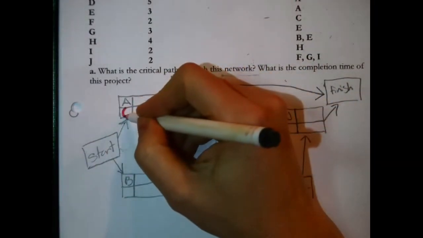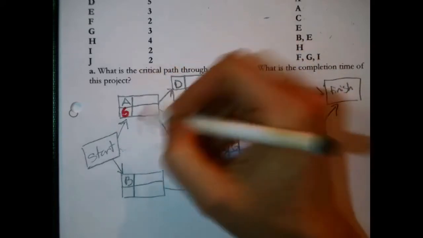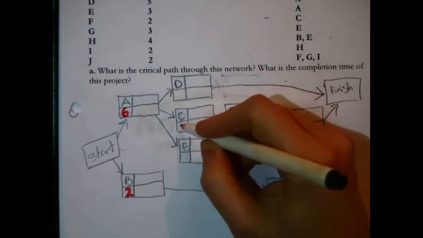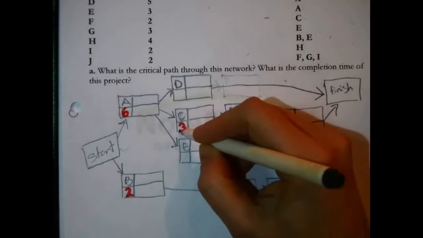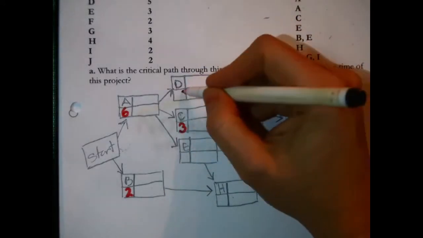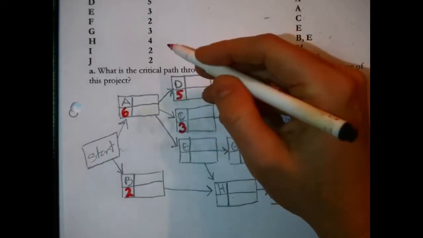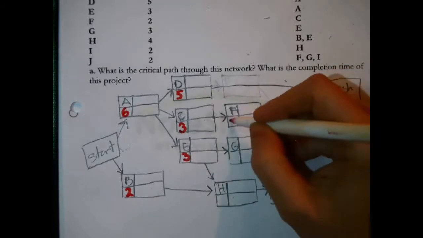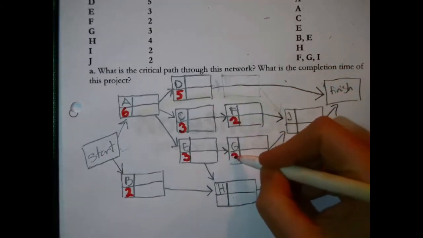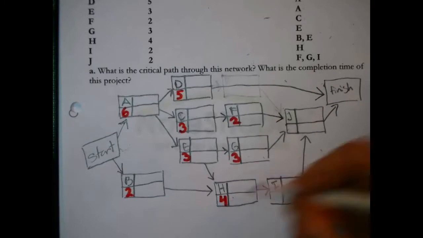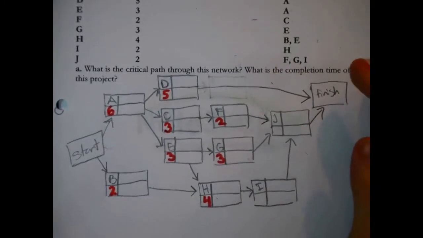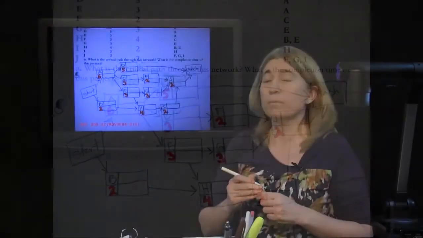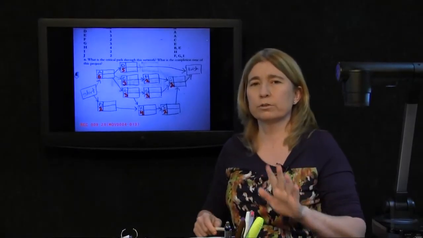This is the symbol that represents task A. Just note a 6 there. That's 6 days long. B is 2 days long. C, now careful, C is this one now, is 3 days long. D is 5 days long. E is 3 days long. F is 2 days long. G is 3 days long. H is 4 days long. I's down here is 2 days long, and J is 2 days long. Now I didn't do any calculations, I only recopied the data.